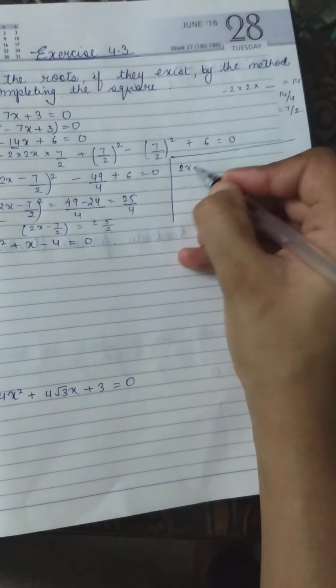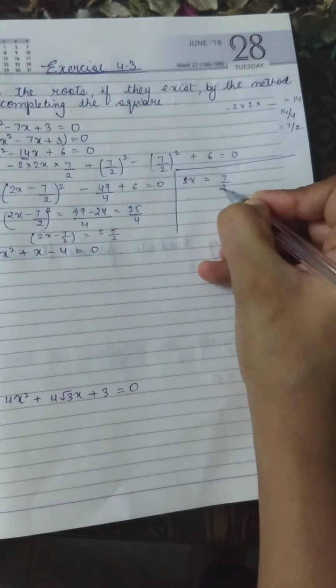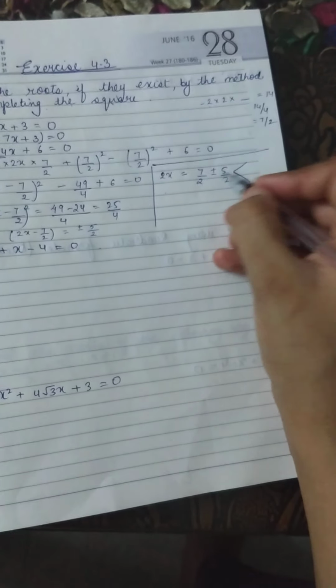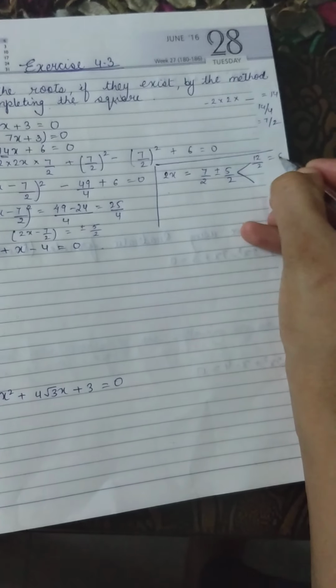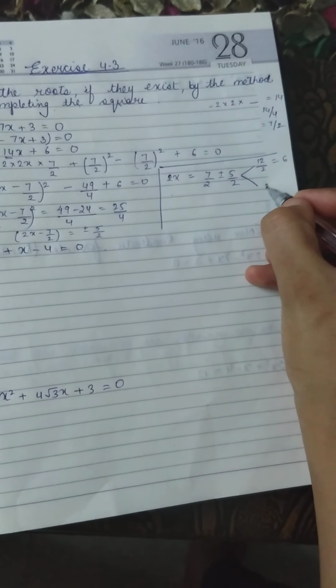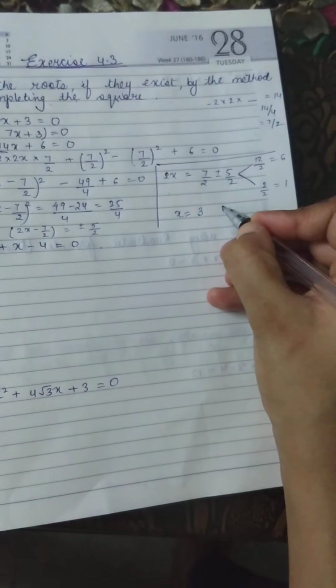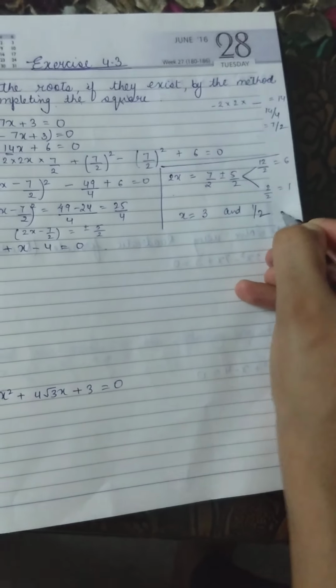So 2x is equal to 7 by 2 plus minus 5 by 2. So two cases arise. If plus, 12 upon 2, which is 6. If minus, 7 minus 5 is 2 upon 2, which is 1. So therefore x becomes 3 and 1 by 2.